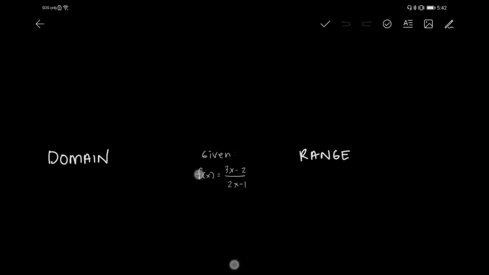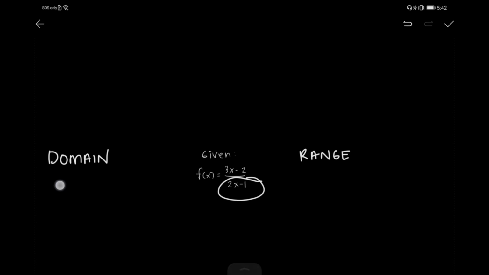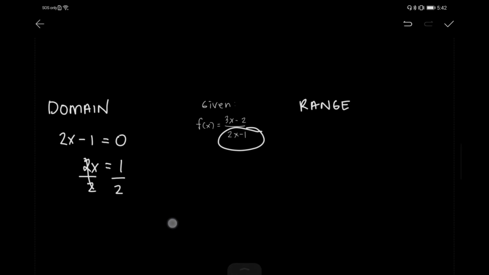So para mahanap natin yung domain guys, what we're going to do is equate lang natin sa 0 yung ating denominator. So yung denominator natin na 2x minus 1, kailan siya mag-equal sa 0? Okay? So therefore, if we're going to solve this one, this is 2x equals 1. Lipat sa kabila yung negative 1. Divide both sides by 2. So therefore, the x value natin is equal to 1/2.